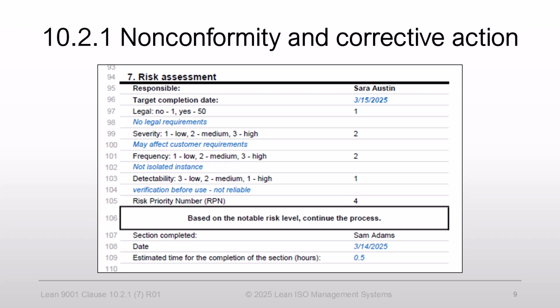This is why our nonconformity and corrective action process flow includes the risk assessment section. We may need a full-blown investigation or a noted and tracked route depending on the risk level. Our next video will discuss our 14-step nonconformity and corrective action process flow.